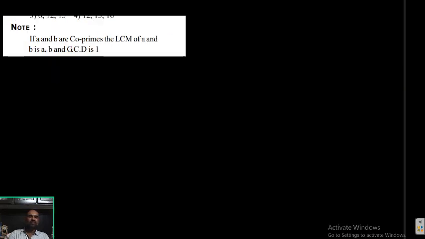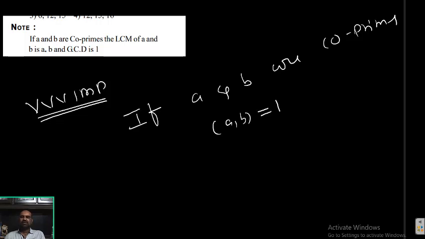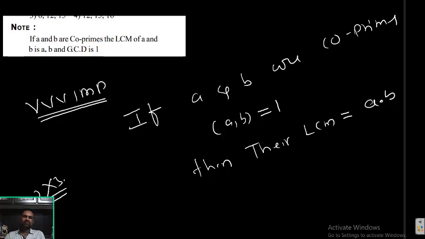But a very important note. What is this note saying? If A and B are co-primes, what is the meaning of that? GCD is 1. Then their LCM equals the product of the numbers only. If two numbers are co-primes, their LCM is the product of the numbers only. Just like 2 and 3. Their LCM is 2 into 3, because 2 and 3 are co-primes.